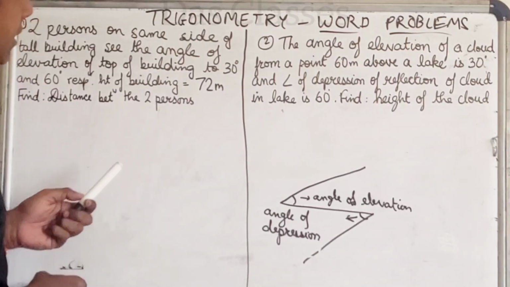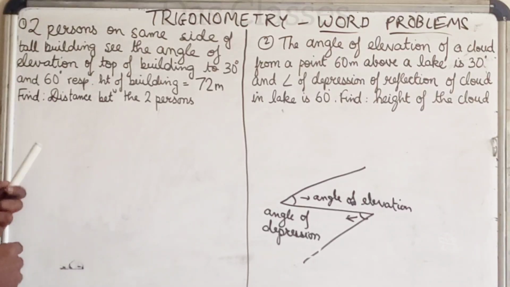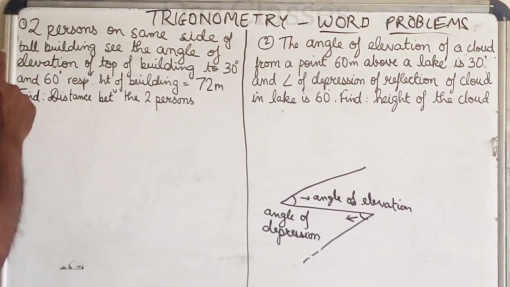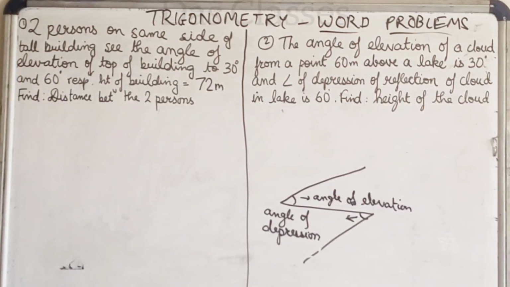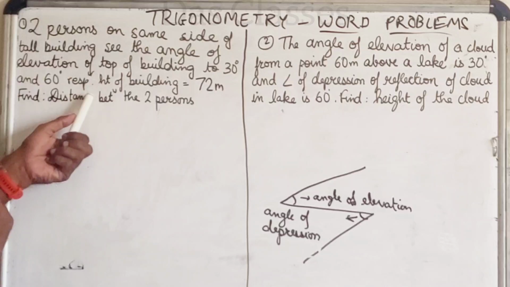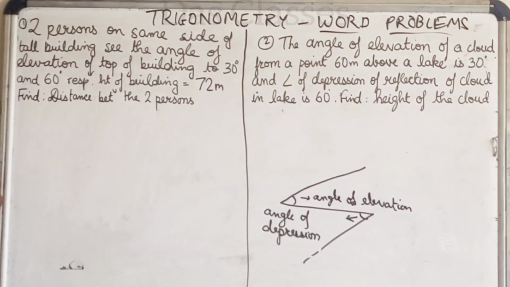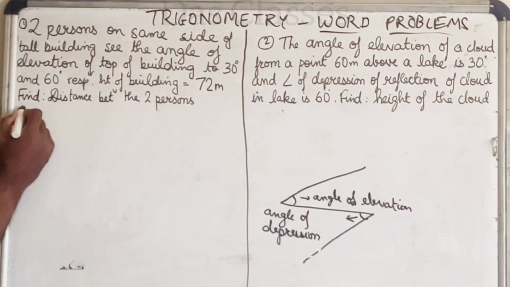So we'll see this in the given sums. The first question, let's read out the question. Two persons on the same side of a tall building see the angle of elevation of the top of the building to be 30 degrees and 60 degrees respectively. Height of the building is 72 meters. Find the distance between the two persons.